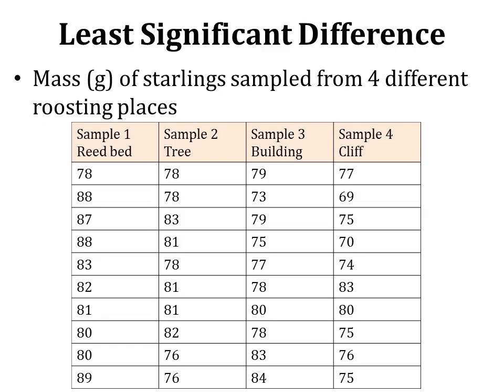And we have an example for calculating LSD, and this example is the mass of starlings sampled from 4 different roosting places: reed bed, tree, building, and cliff. So we have 4 samples.